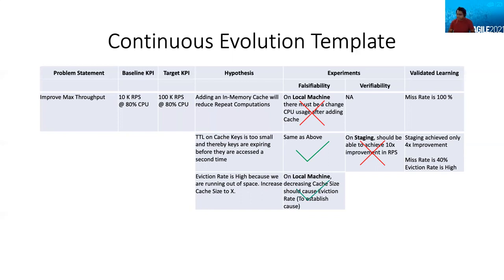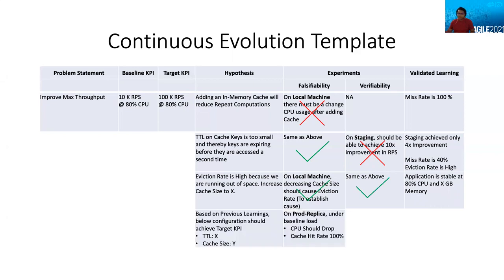If I can test that, I can establish there is some sort of a relationship between eviction rate and cache size. Now I repeat the verifiability experiment. That works, which means the validated learning has now put me in a position where I have some meaningful recommendations for how the production environment should be set up.